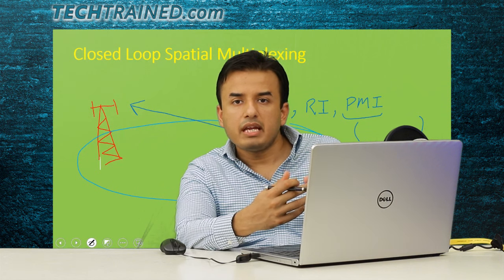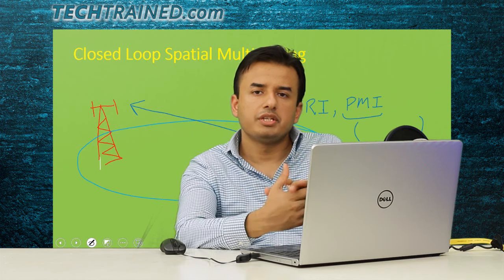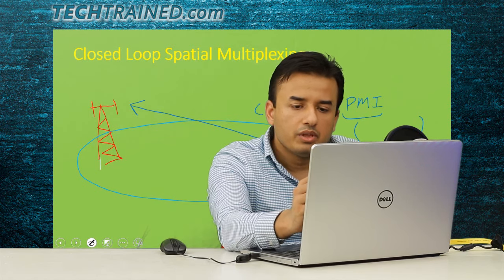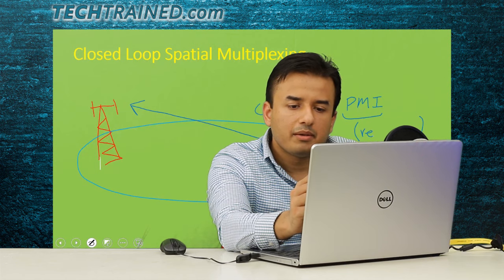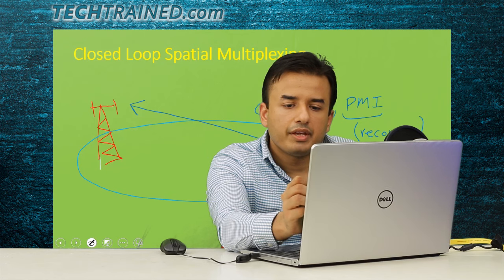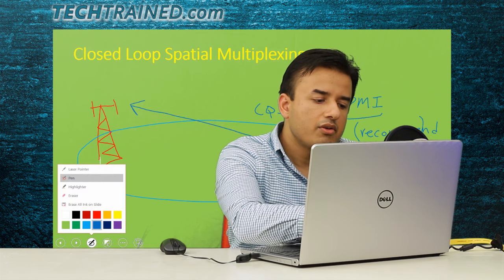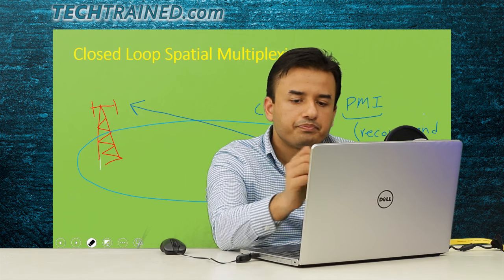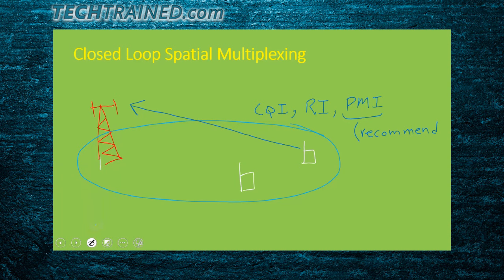Now keep this thing in mind, PMI value means that the UE is going through the computations on its own and sending a recommended value to the eNodeB that it should use this particular precoding matrix indicator value in order to send data to the UE. Now if the eNodeB uses that value or not, that's another story. It's up to the eNodeB to accept or deny that particular measurement, but the only difference here is in addition to CQI and rank indicator, the UE is also going to propose a specific PMI value.